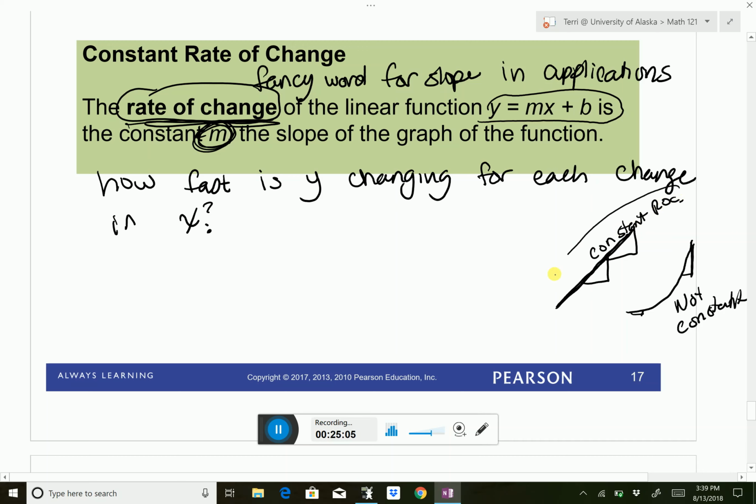So what we're going to restrict ourselves to in this class is constant rate of change. Those of you who are moving on to 221 after this will start studying the non-constant rate of change, and that's essentially calculus.